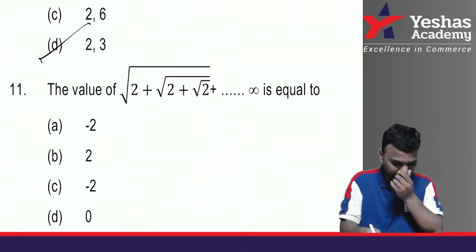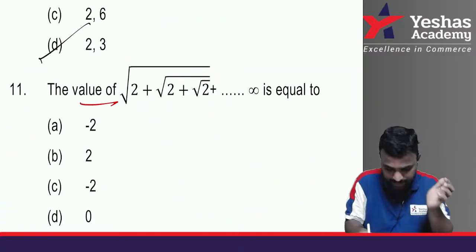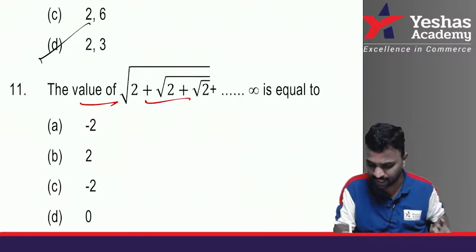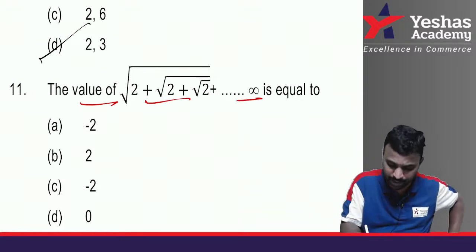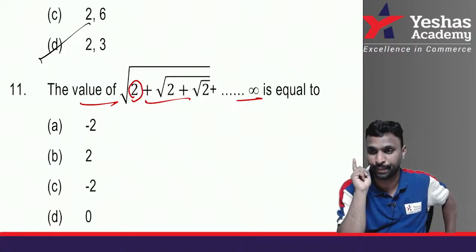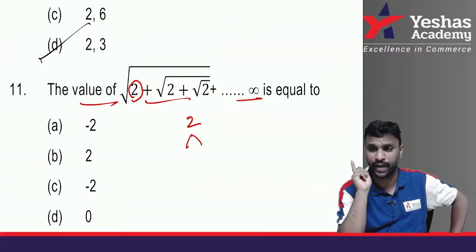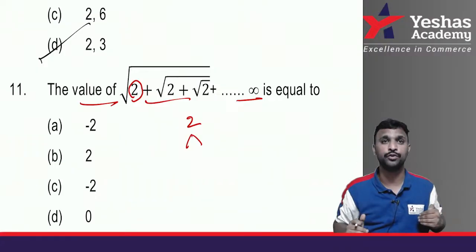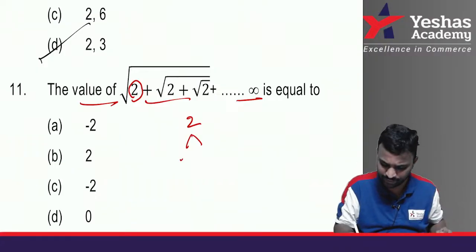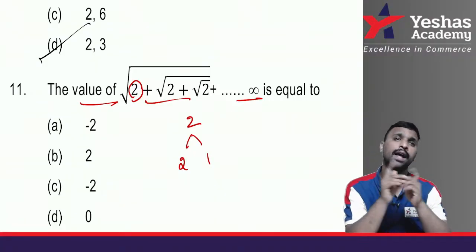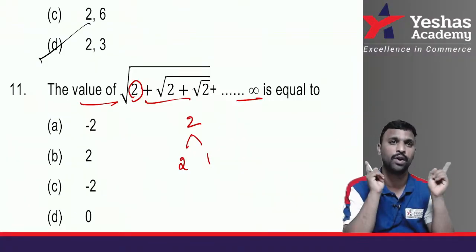Question number 11. Guys, question number 11, we have discussed this in the regular class. It's an infinite series question, and if the number within the root is a repeating number, what you have to do is get the two factors for the number in such a way that the difference between the two factors is always 1. So definitely the two factors are 2 and 1. So obviously the difference between the two is also 1.